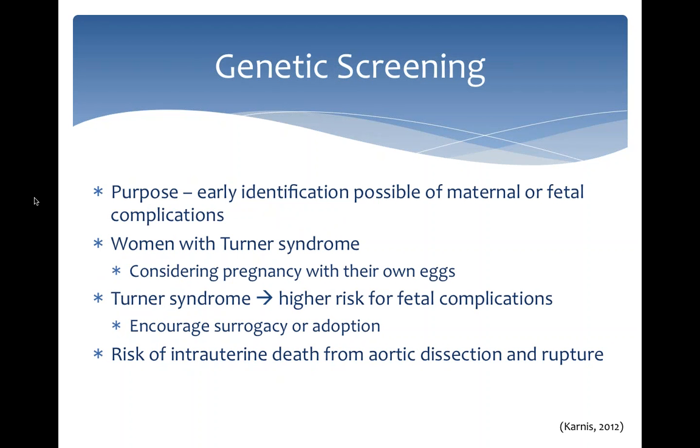So there is genetic testing, but like I said earlier, there's no risk factor for Turner syndrome. But females with Turner syndrome who wish to get pregnant have an increased risk of fetal complication. As a matter of fact, they are at an increased risk of intrauterine death from aortic dissection and rupture. So the purpose of the genetic screening is early identification of possible maternal or fetal complications. I also read an article that said females with Turner syndrome should consider adoption instead of trying to get pregnant because they are at an increased risk for complications.